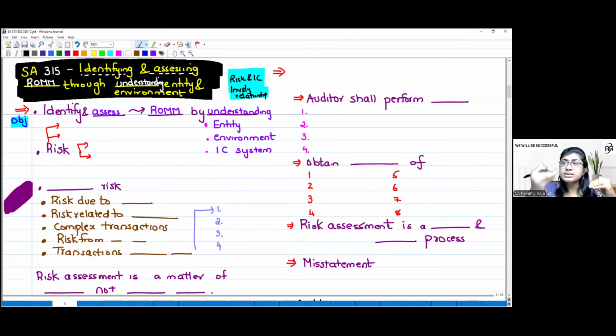Now, can you always say risk is 20 lakh, risk is 30 lakh? Can you quantify? May not. For example, going concern: there is a risk, but can you quantify it as 10 lakh, 20 lakh, 40 lakh? May not. Going concern is covered in SA 570. But for purchases, we can quantify: 10 lakh of purchases, 10 lakh is risk. So risk may be expressed in quantitative terms, or it may not be measurable, so it may be in non-quantitative terms.